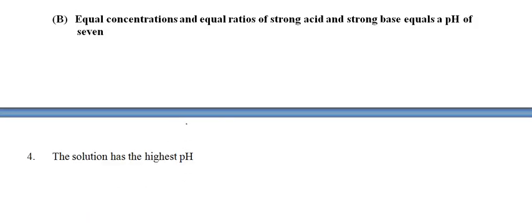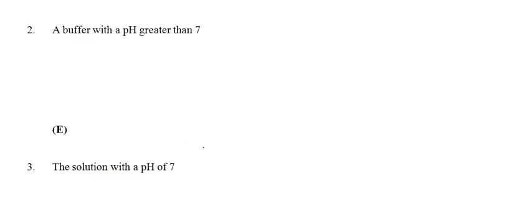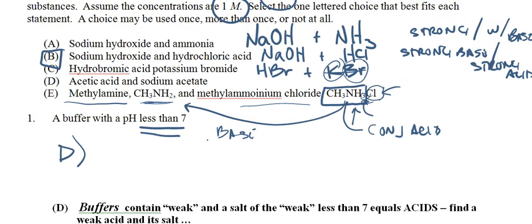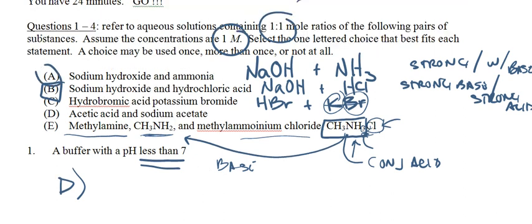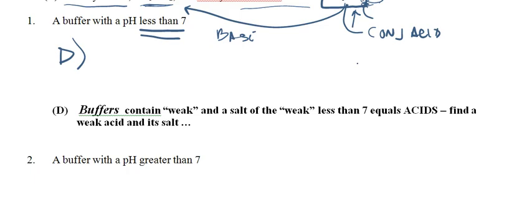Number 4, the solution has the highest pH. So if we're talking about high pH, we're talking about something that is basic. So we need to find something that has a base with a base, and that was our explanation for A. So you have sodium hydroxide, which is a very strong base, and then we have a weak base that's added to that strong base, so it just causes the pH to go up just a little bit more. So whatever water is within the solution, ammonia is going to rip some hydrogens off of that water to make the solution more basic. So a base with a base makes the solution basic. So it should be A for that one.